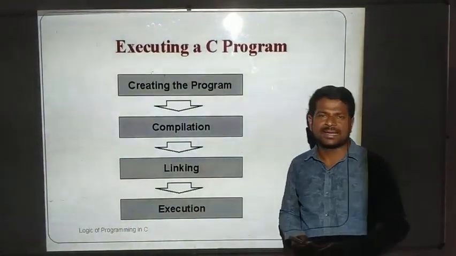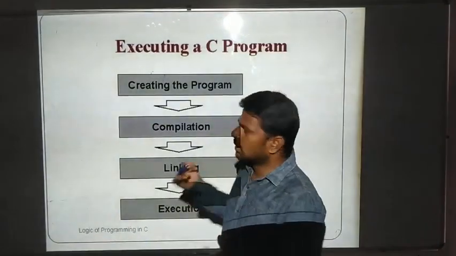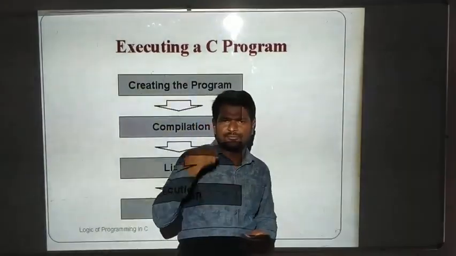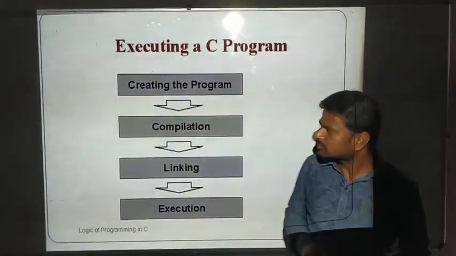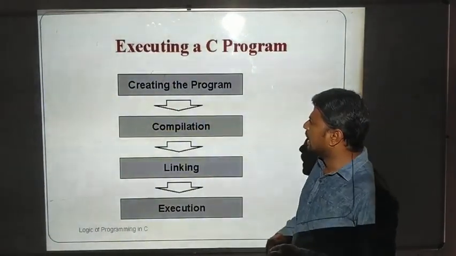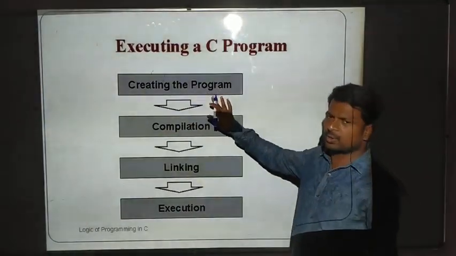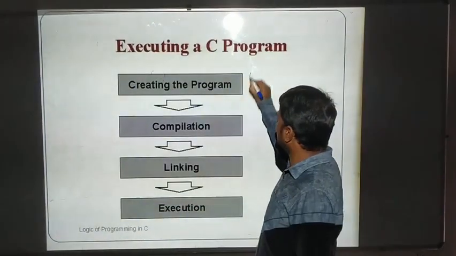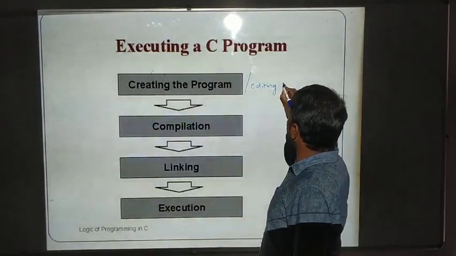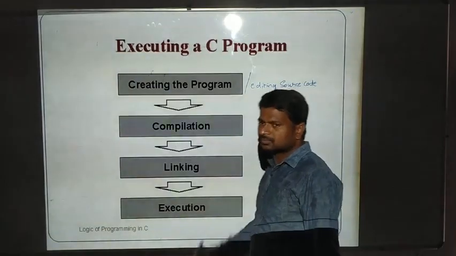Today our topic is executing a C program. Here in executing a C program, just 4 steps are involved. What are they? Creating the program, compilation. Here you can say creating the program, or you can say editing, creating or editing. For that program we call it what? Source code. Okay.